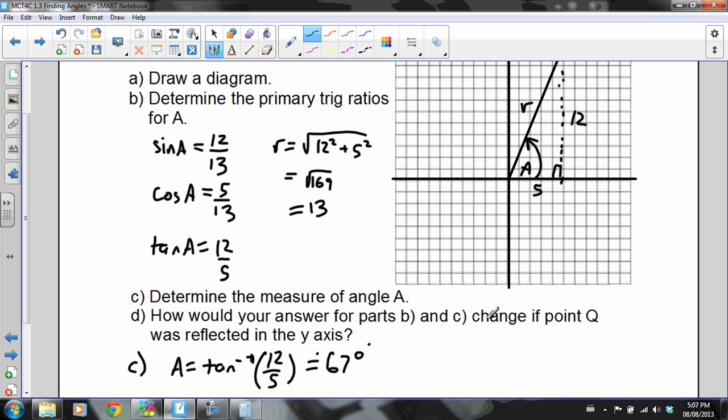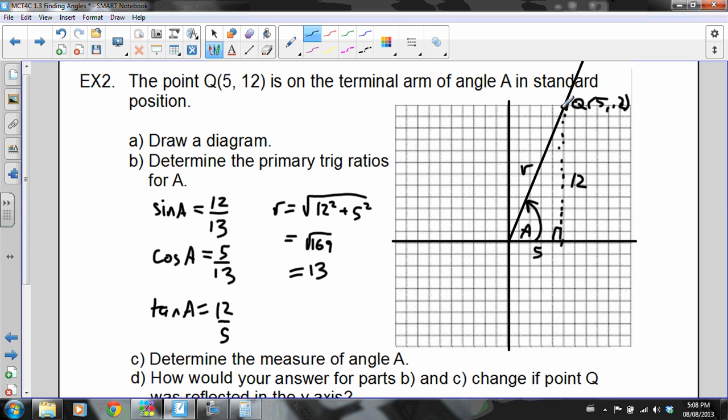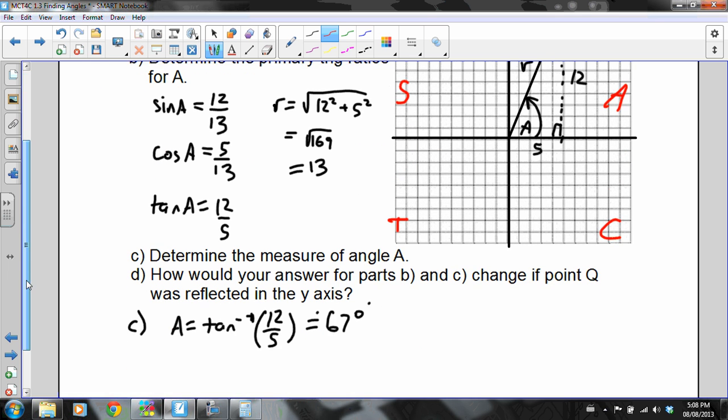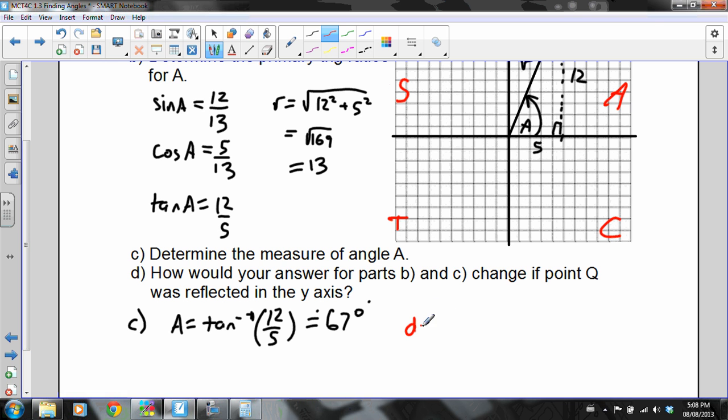How would your answer for parts B and C change if point Q was reflected in the y-axis? Well, the y-axis is right there. So if this point was reflected in the y-axis, it would be over here. So I'm going to put a little Q dash there, and think about what would change. Well, we know from the CAST rule, all of them are positive there, and we saw that here. All these are positive. But which ones are positive in this quadrant? Only the sine, right? So sine would be the same. The cos of A and tan of A would be negative.